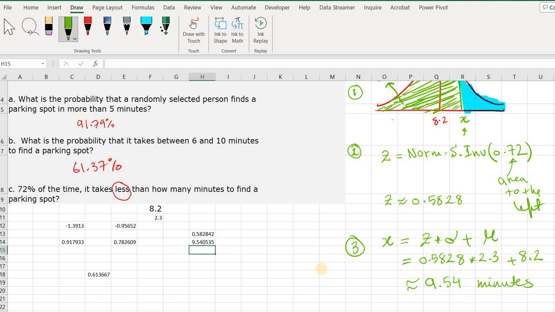So the final step here, you're going to type or write the sentence answer. You're going to say 72% of the time it takes less than 9.54 minutes to find a parking spot. So basically you're just going to remove this one and replace 9.54. Okay, I'm just showing you how to do it. The expectation on a test is to write these 4 steps completely. So on your homework, feel free to take shortcuts. However, on your test, I would like to see these details written down.